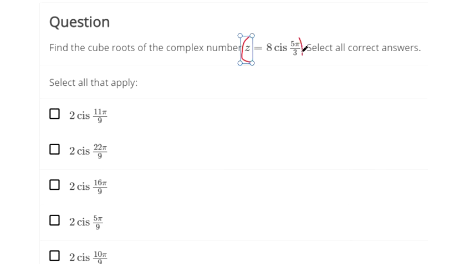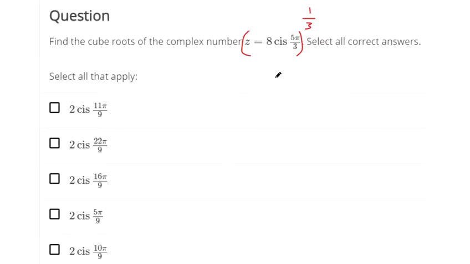We're asked to find the cube root of this number. Remember, a cube root means you're raising it to the 1/3 power. So we know what 8 to the 1/3 power is. It's 8 cis 5π/3, that's cosine 5π/3 plus i sine 5π/3, being raised to the 1/3 power. Okay, so 8 to the 1/3 power, that's 2.